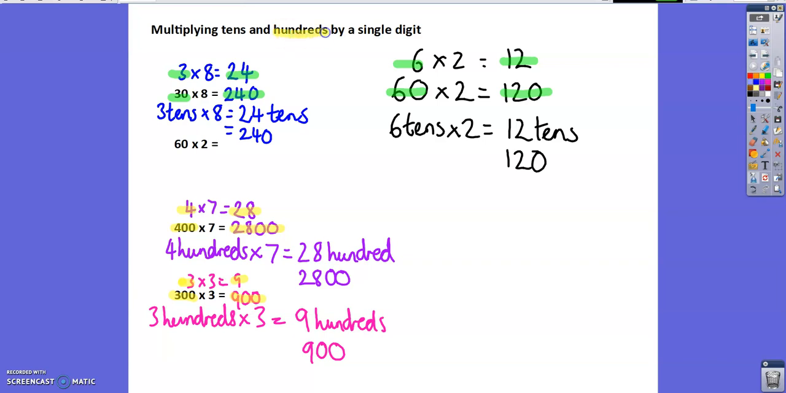So we need to be aware when we're multiplying by tens or multiplying by hundreds with a single digit, we can apply our knowledge of our times tables to solve these problems. So that's where we need to be very, very confident with our times tables. Once we are, which we should be by the end of year 4, this is really, really straightforward for us to solve.